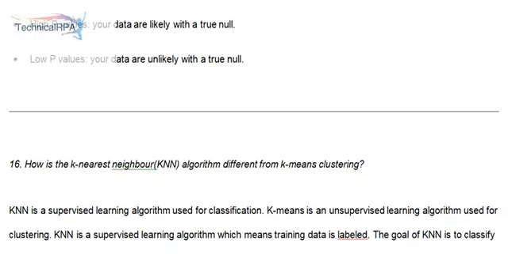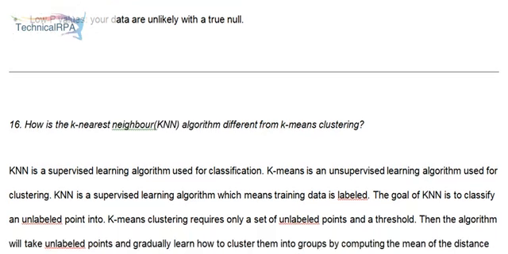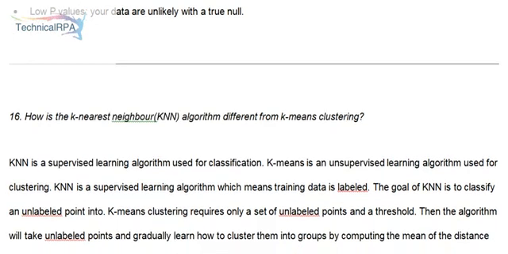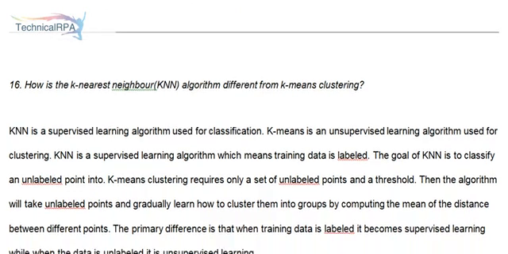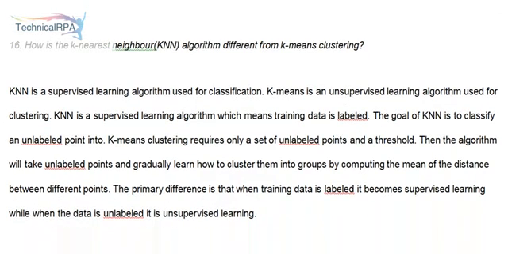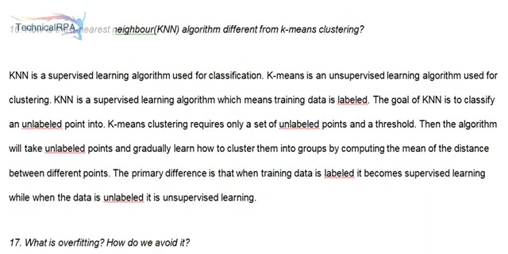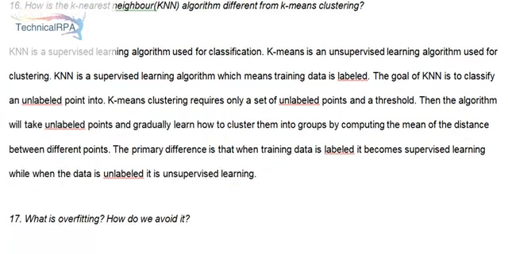16. How is the K-nearest neighbor (KNN) algorithm different from K-means clustering? KNN is a supervised learning algorithm used for classification. K-means is an unsupervised learning algorithm used for clustering. KNN is a supervised learning algorithm, which means training data is labeled. The goal of KNN is to classify an unlabeled point into a class. K-means clustering requires only a set of unlabeled points and a threshold.